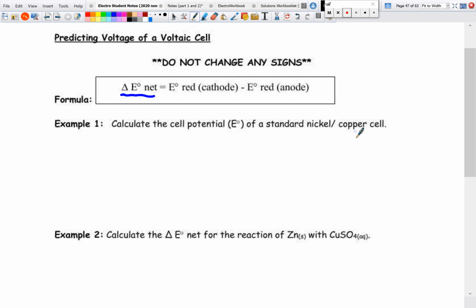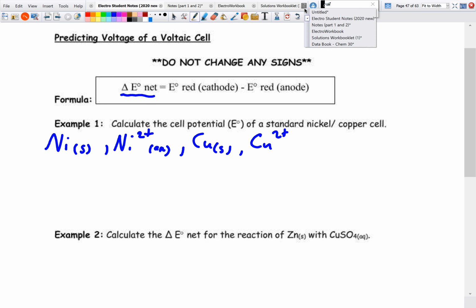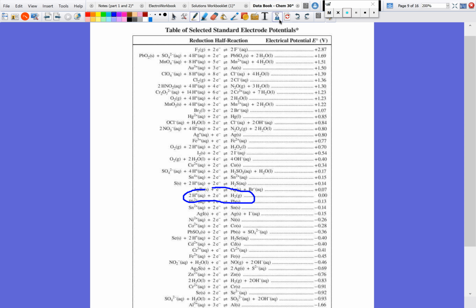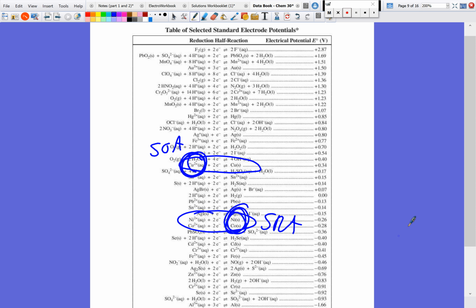Remember, for a standard cell, we have both the solid and the ion. So these are all of our entities present. We know they're separated as well, but we don't really need to separate it or show it. Between nickel and copper, we see copper up here. Our copper 2 ion is our strongest oxidizing agent, and our nickel is down here, and nickel solid is our strongest reducing agent.